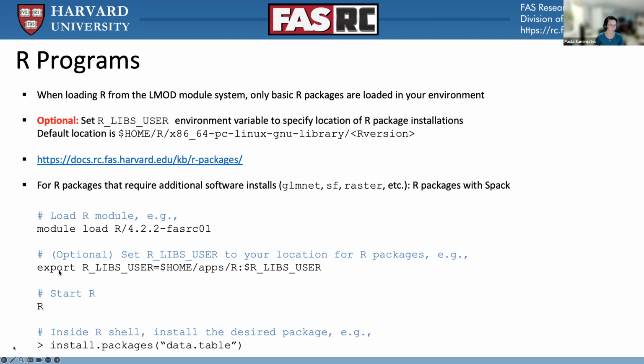So for example, if you would like to use R from the command line, if you're not using RStudio Server, you would do module load R. And this is the only version we have. If you would like an older version, you would have to install it with Spack. And then this is optional: you can set R_LIBS_USER to a specific path that you prefer in your home directory. You would start R and then just install whatever package you would like to install.